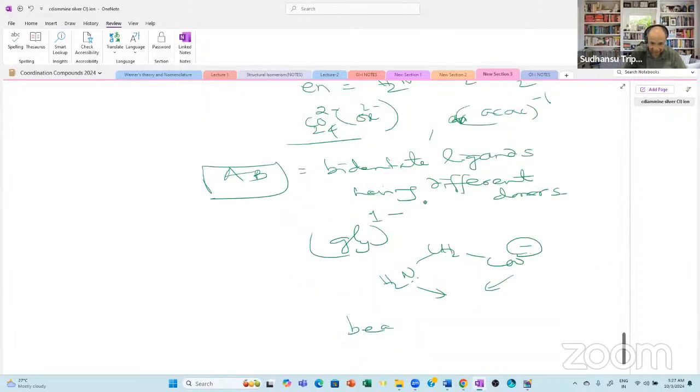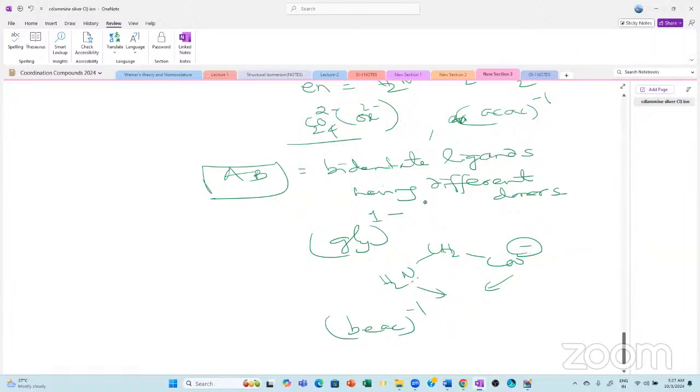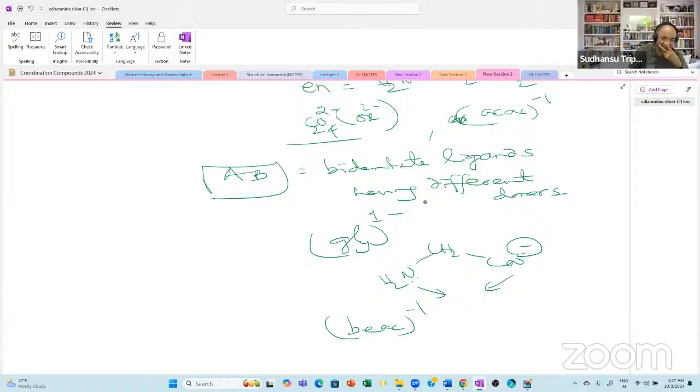Another example of AB is BAC. What is BAC? Benzoyl acetonato. B stands for benzoyl acetonato, because one side is a phenyl group, a benzene ring is there, the other side is CH3. So even if they're the same O donors, they are not to be treated as identical donors.